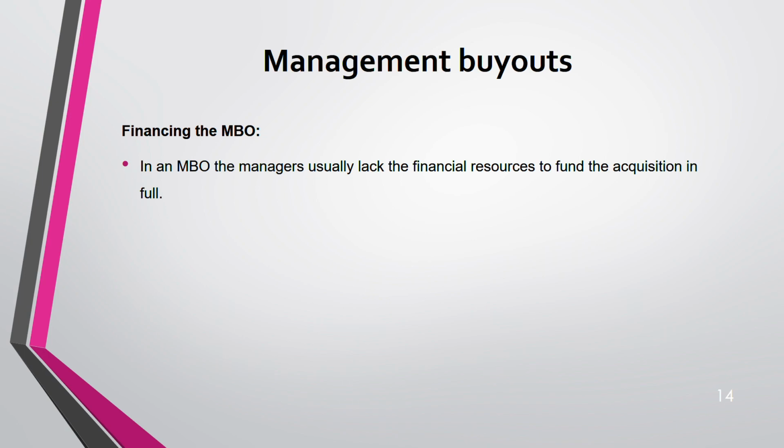Okay. Now, back to the slide. How do you finance an MBO? Because in an MBO, managers are only your employees, right? So they will lack the financial resources, because they are acquiring the business from you. To fund that acquisition, they might lack the financial resources. So this is how they can go for it.